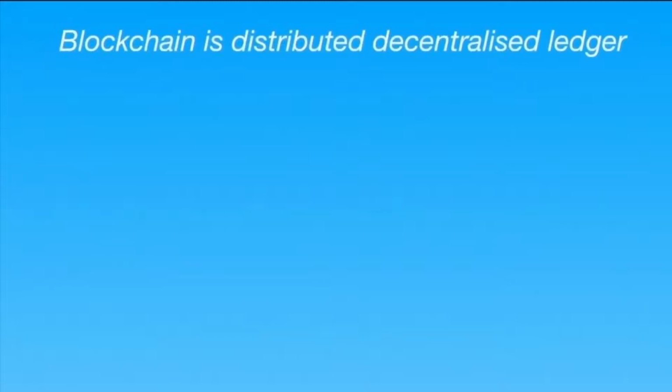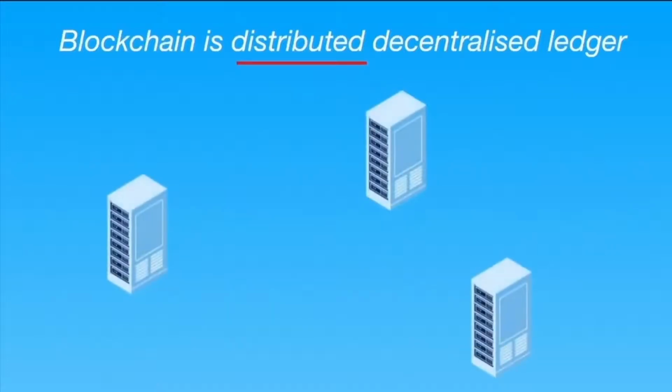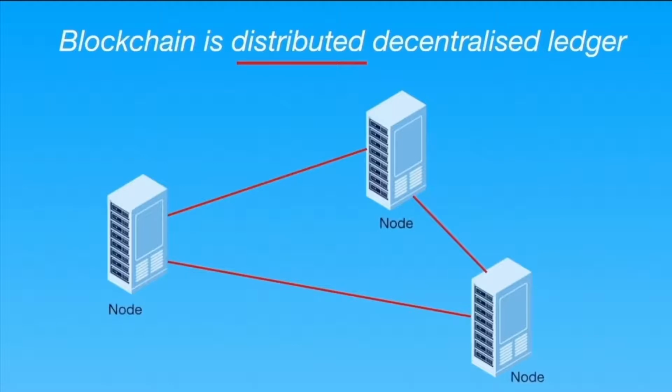So a blockchain is a distributed decentralized ledger. Let's try to understand the word distributed first. A distributed system is a computing paradigm where two or more nodes work together to accomplish a particular task. Examples of distributed systems are Apache Kafka or the Cassandra database. The individual unit in a distributed system is known as a node. These nodes interact with each other and share information with each other to accomplish a particular task.